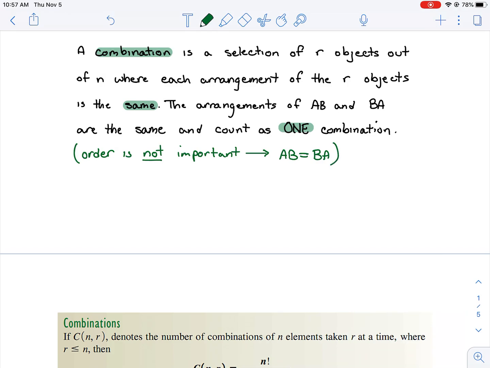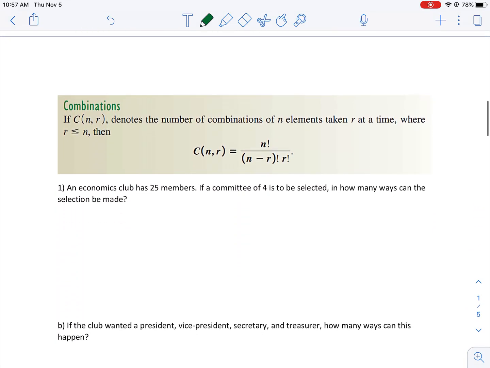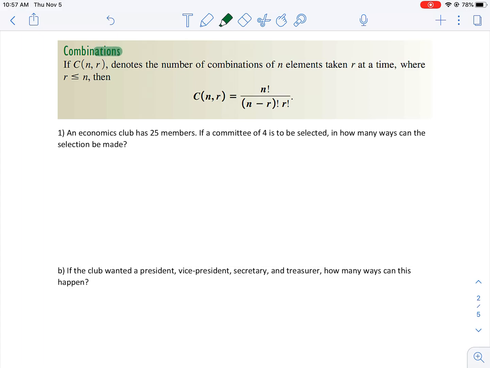All right, with that said, let's take a look at the formula. If C of n comma r denotes the number of combinations of n elements taken r at a time, then the total number of combinations is n factorial divided by the quantity n minus r factorial times r factorial. For the next three examples, I'm going to identify whether the example is a permutation or combination and then use the appropriate formula. Starting with example 1.